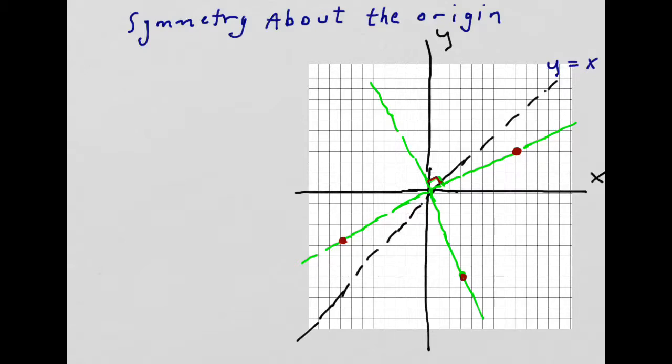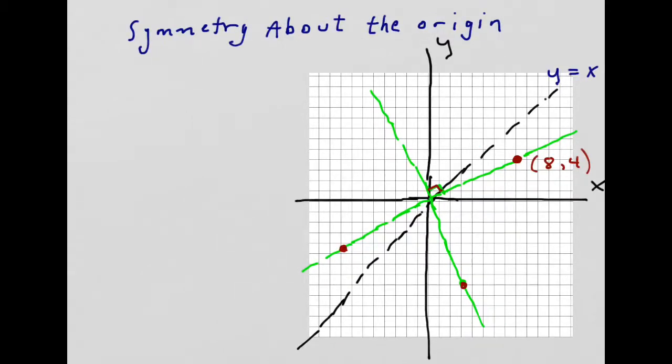So if this point over here was 1, 2, 3, 4, 5, 6, 7, 8, 4, then this point over here is going to be -8, -4. And that's what we mean by symmetry about the origin.